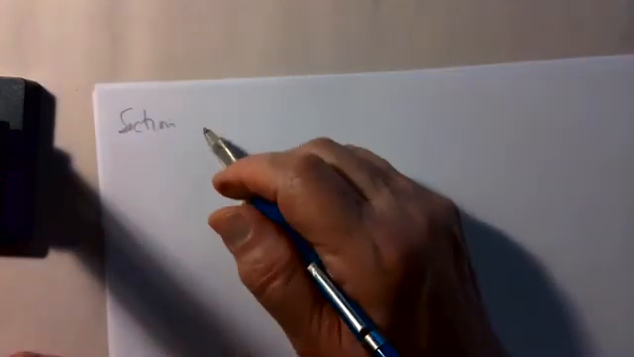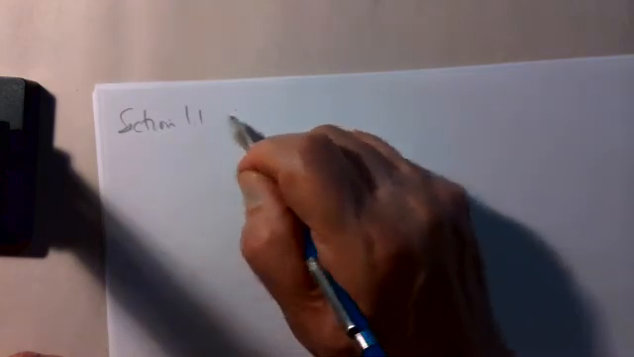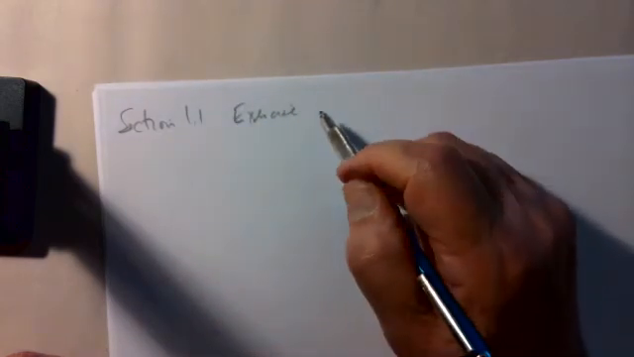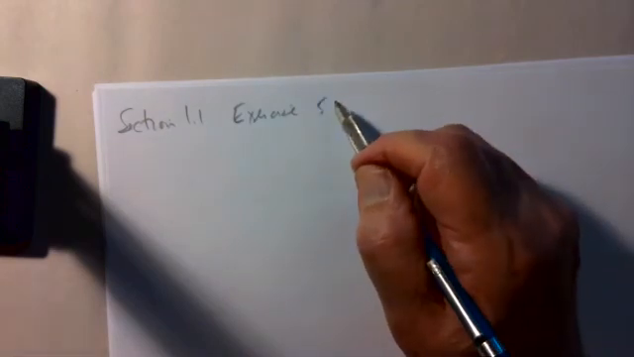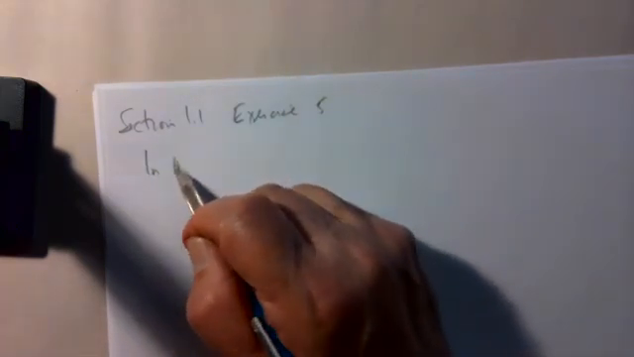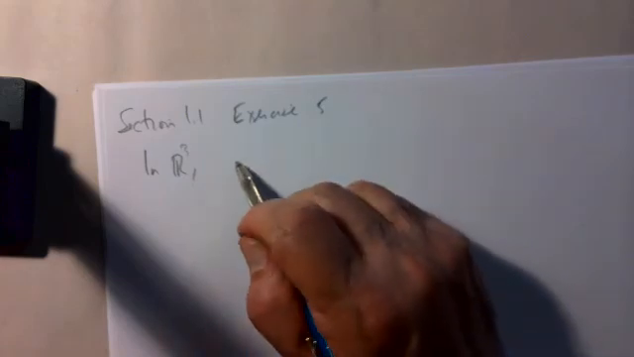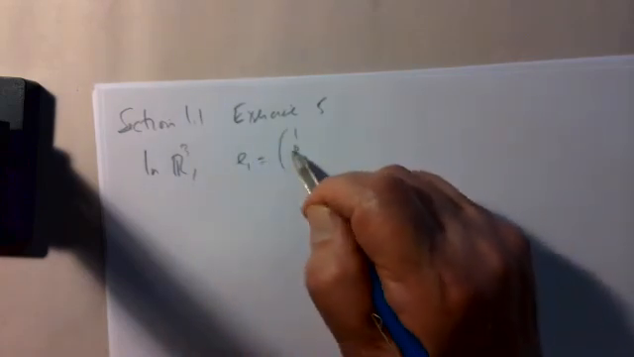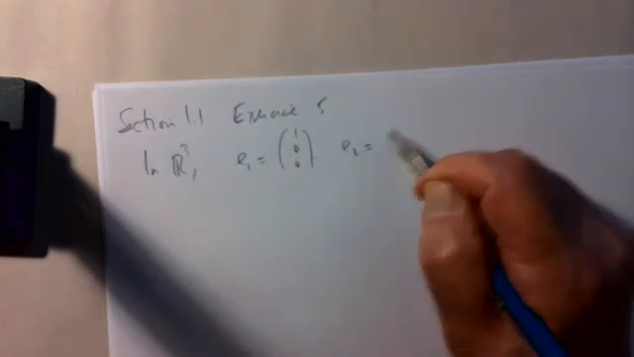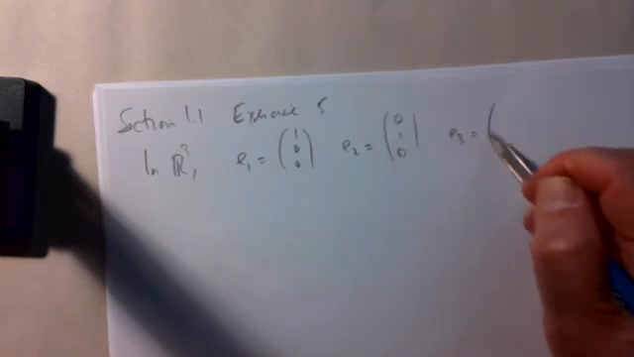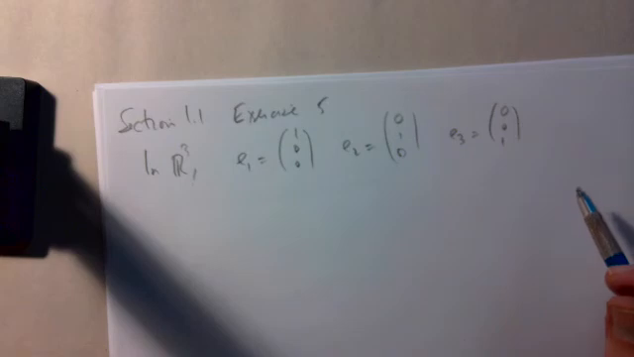So this is section 1.1, exercise 5. So in R3, there are three special vectors. E1, which is 1, 0, 0. E2 is 0, 1, 0. And E3 is 0, 0, 1.